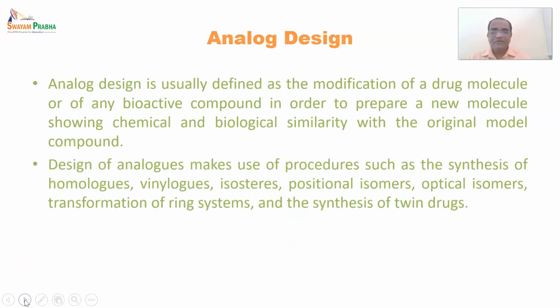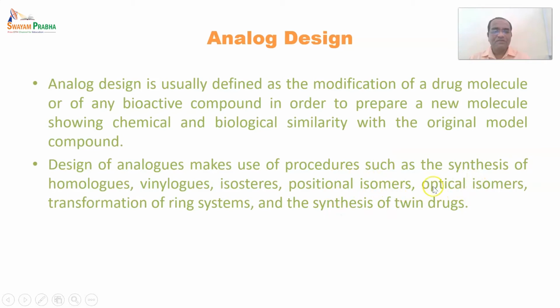And design of analogs makes use of procedures such as synthesis of homologous series, as we have discussed, where a series of compounds is prepared. Vinylogous isosters. So in this lecture we will come across the concept of what isosters are. After that, positional isomers. It is one class of isomerism, where only the position of a functional group changes. That is said to be a positional isomer.